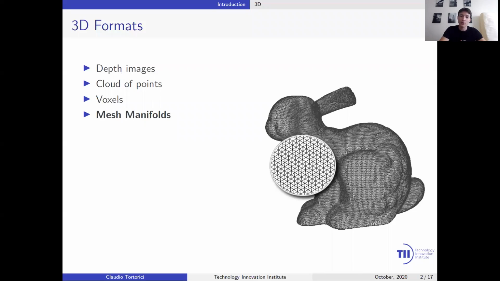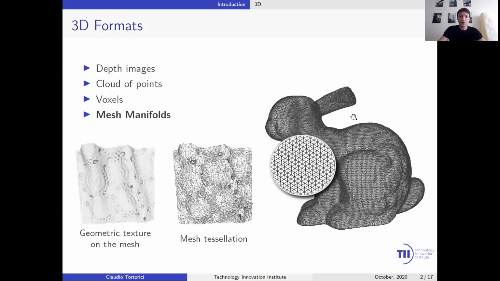And when these polygons are triangles, we speak about a triangular mesh manifold. Mesh manifolds are very effective to represent surfaces. In fact, they represent very well also the geometric texture. The geometric texture is a corrugation of the surface which locally alters the geometry of the surface without altering the overall shape of the object.